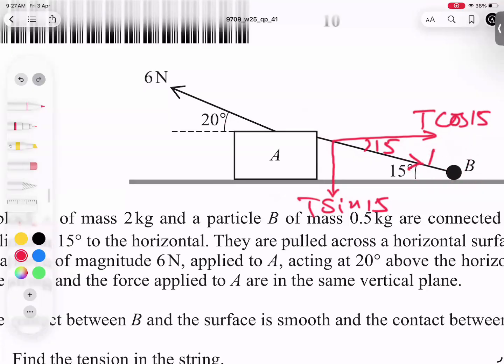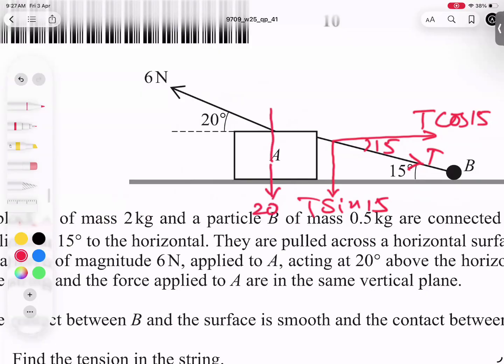I'm considering only that tension which is acting on A. One time I used the B particle only, I did not consider A. And now I'm considering A only, I'm not considering B, so make sure. Now the mass of this is 2, so 2 into 10 becomes 20 Newton downwards.